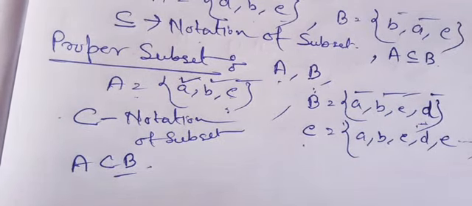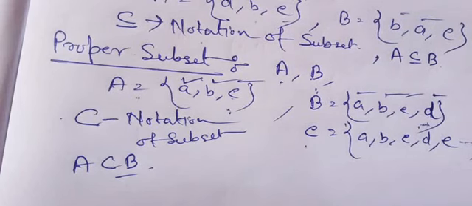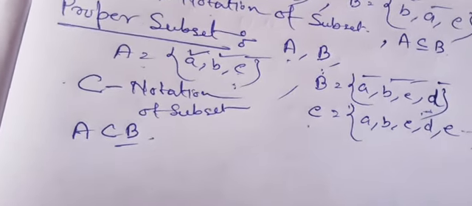Next, some important points. What are those points? If A is a subset of B and A is not equal to B, we write that A is a proper subset of B, or B is a proper superset of A. That I have already told you. Okay.